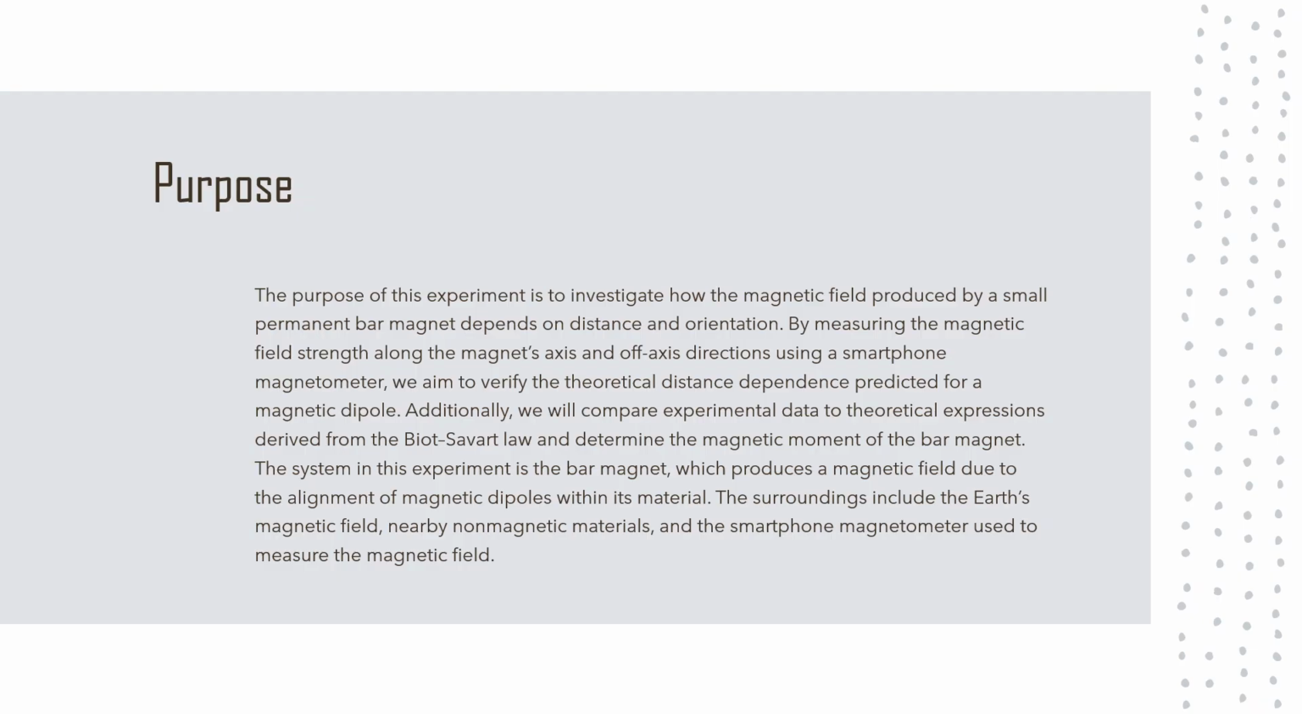the bar magnet. The system in this experiment is the bar magnet, which produces a magnetic field due to the alignment of the magnetic dipoles within its material. The surroundings include the Earth's magnetic field, nearby non-magnetic materials, and the smartphone magnetometer.